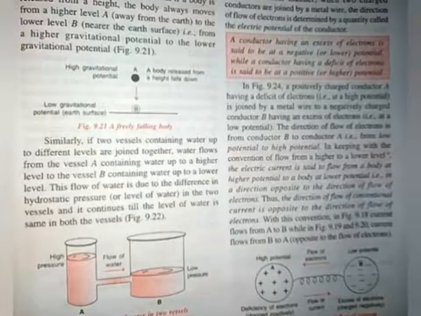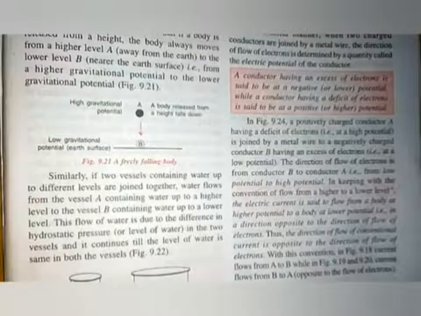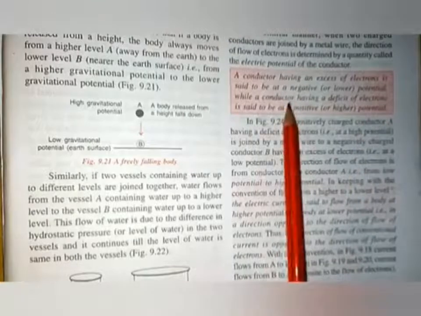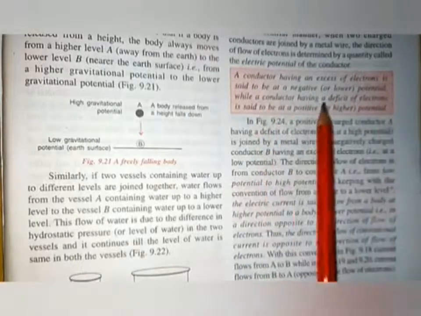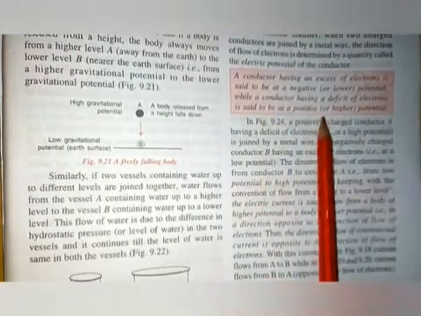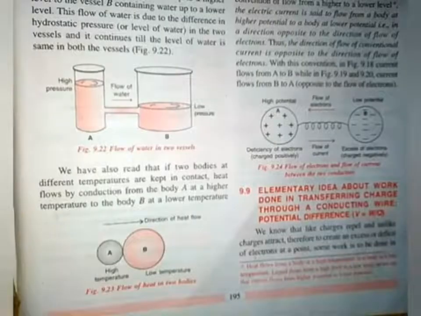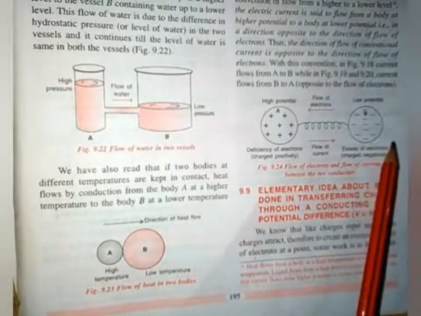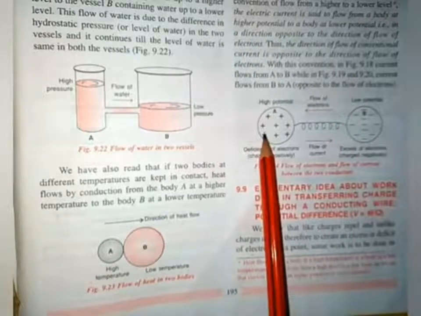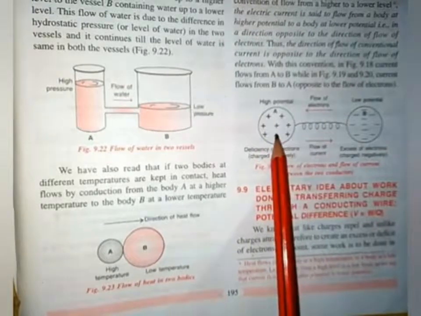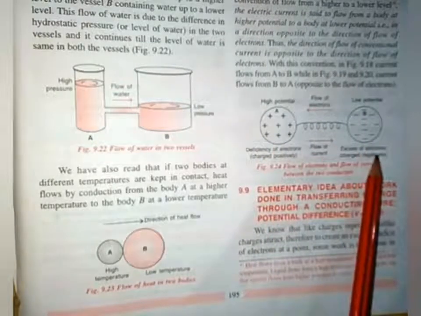In a similar manner, when two charged conductors are joined by a metal wire, the direction of flow of electrons is determined by a quantity called the electric potential of the conductor. A conductor having an excess of electrons is said to be at a negative or lower potential, while a conductor having a deficit of electrons is said to be at a positive or higher potential. So we can say that the flow of electrons is from lower potential to higher potential, since higher potential is having a deficiency of electrons and lower potential is having an excess of electrons.